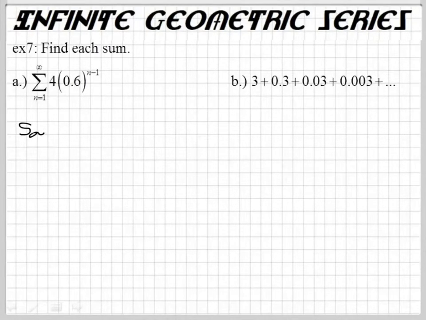S sub infinity equals a sub 1. So our first term, well, what would happen if we plug in 1 right there? That would be a 0. This would go to 1. So our first term would be 4. So 4 over 1 minus 0.6. 1 minus 0.6 is 0.4. And we have a 4 up top. If we go 4 divided by 0.4, we get 10.